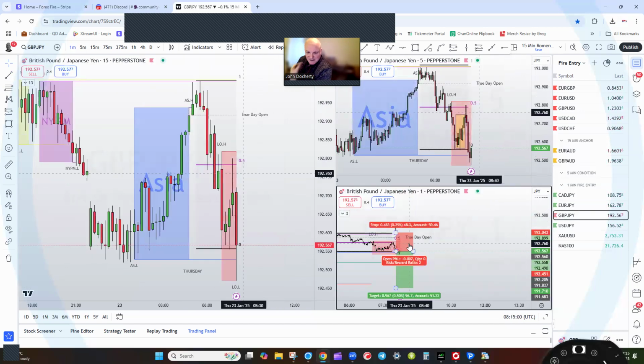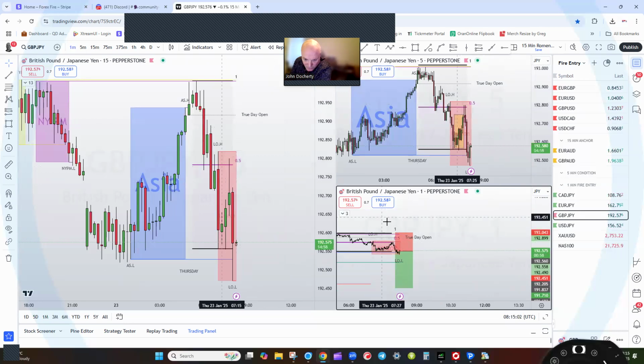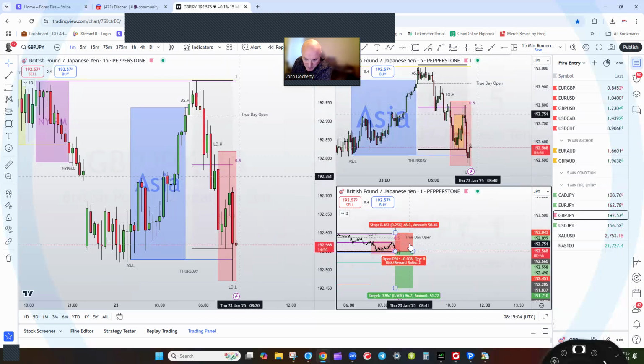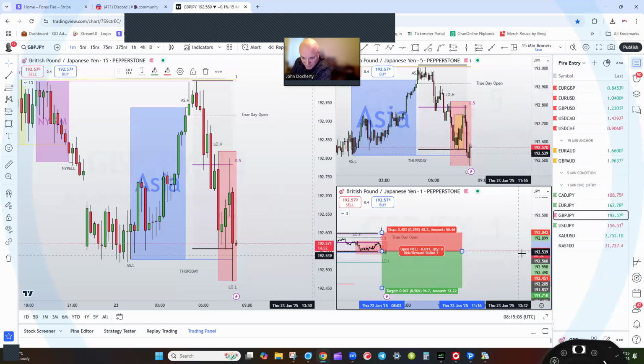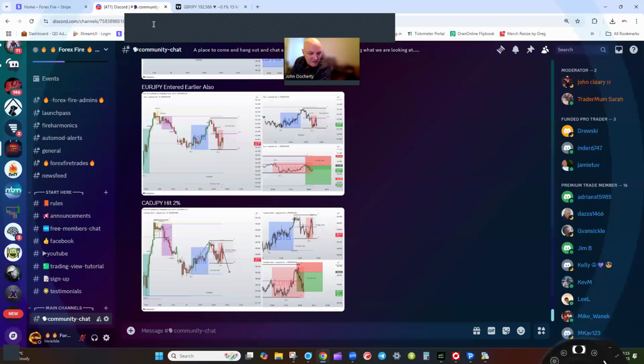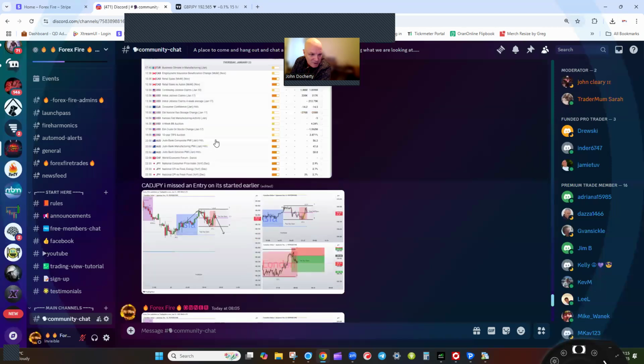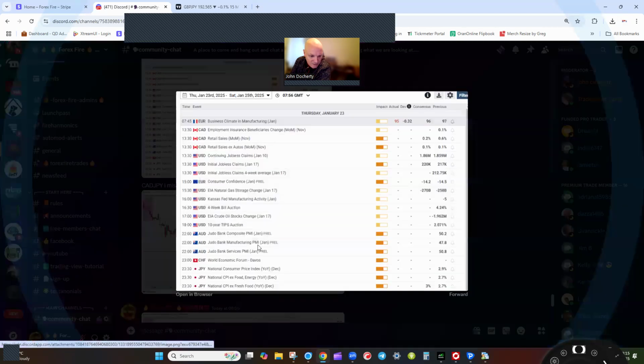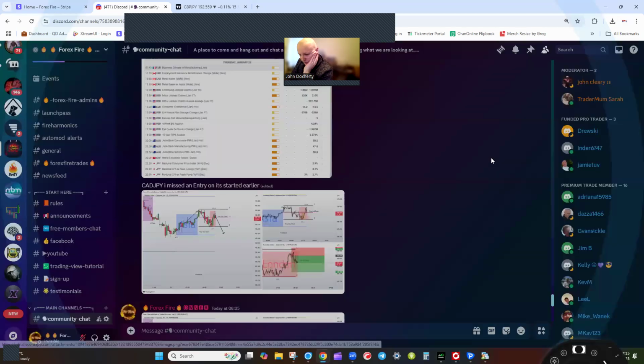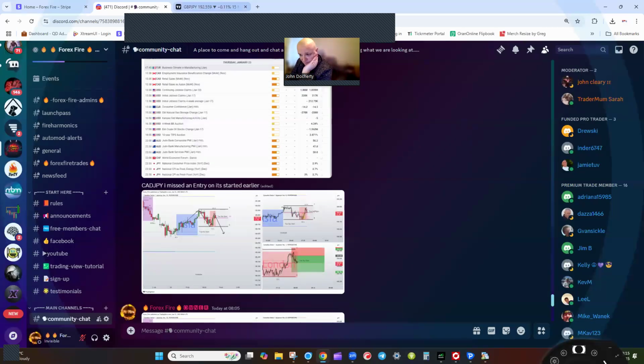GBP JPY. Like I said, I'm not liking the look of this because you can see here 483. That's 48 pips to nearly 96 pips of profit it's going to need to do. The news today, I did put the news in. There is no GBP news. There is JPY CPI news later on tonight, but it's not going to come in where we need it to be fair.